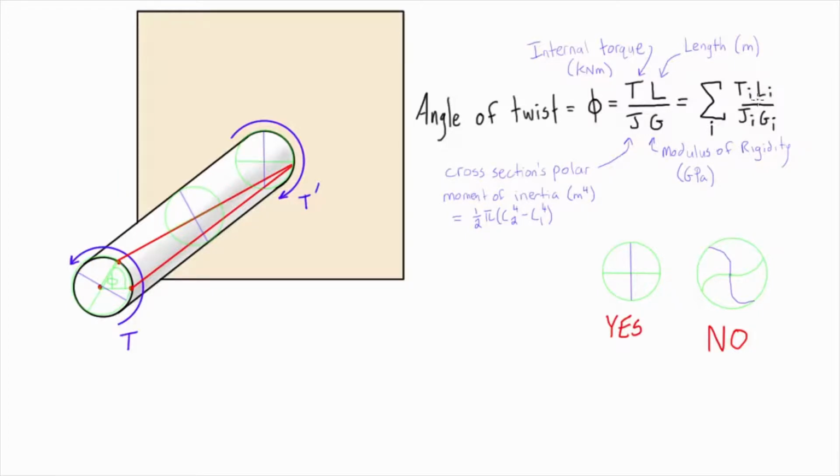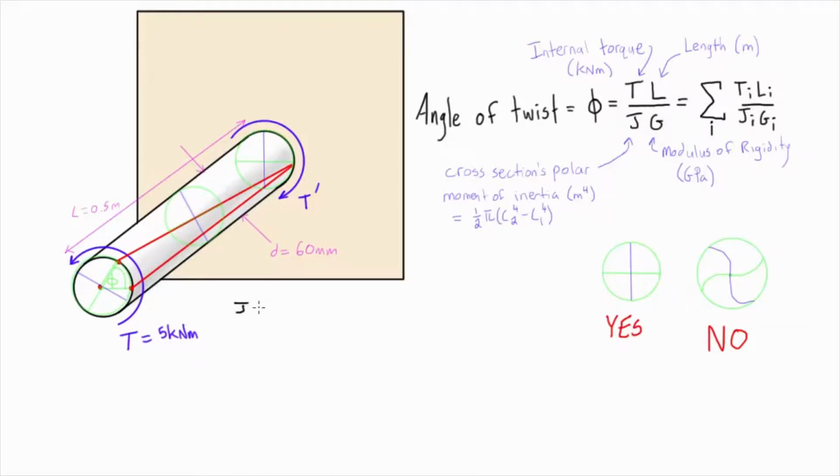Obviously we could have as many sections as the problem presents. So let's attach some numbers to this example and see what we get for the angle of twist. Let's say we have a length of 0.5 meters, a diameter of 60 millimeters, and a modulus of rigidity of 77 gigapascals. We'll say this is steel. So in order to use this formula, we're going to need to calculate J.